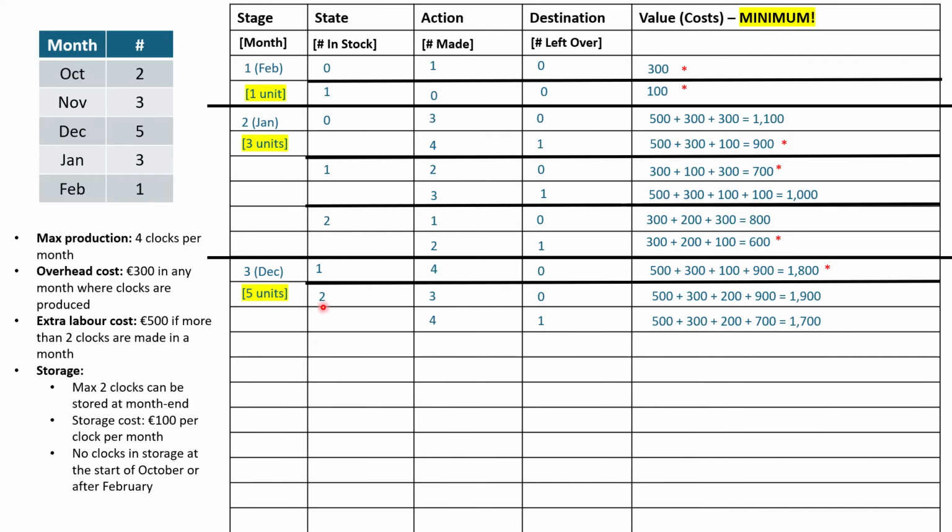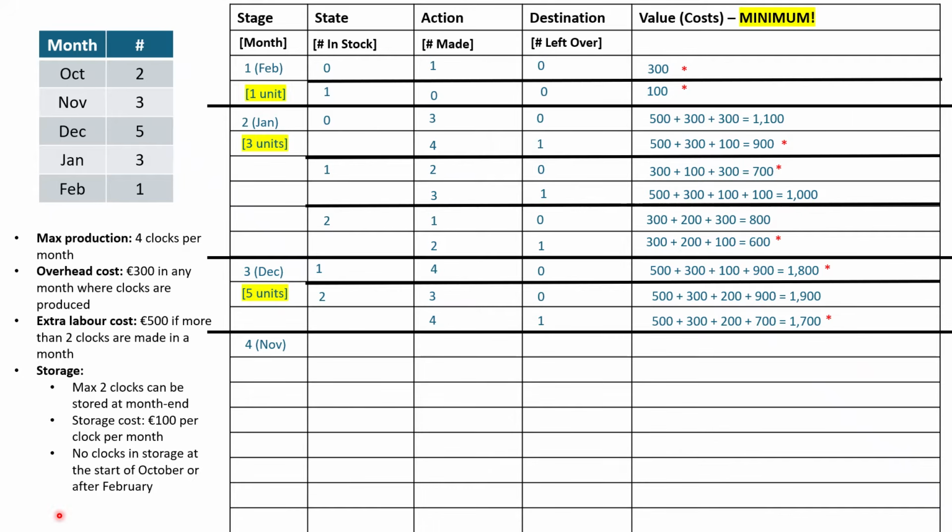So in that case, we need to think about storage for 2, making 4, which is our overheads, plus our extra labor. And then that 1, so if we think about what's optimal there, we get our 700. So yeah, 500 for our extra labor, 300 for our overheads, 200 for our storage, plus our 700, which links to our optimal value if we had 1 in stock at the end of December or the start of January. So then we think, is there anything else we could do here? And the answer is no, because I can't make 5. So then of these 2, it's asking, well, which one is optimal? For us, which one's a minimum?